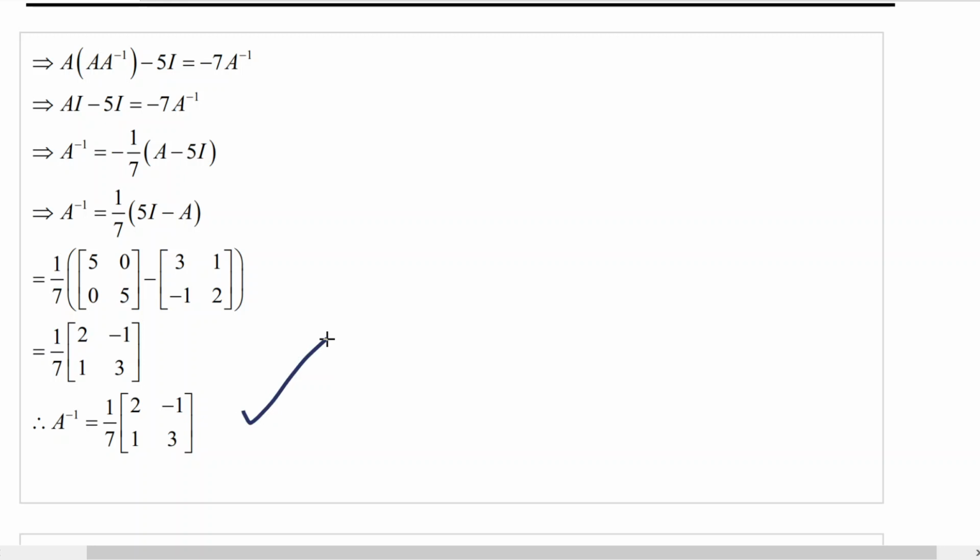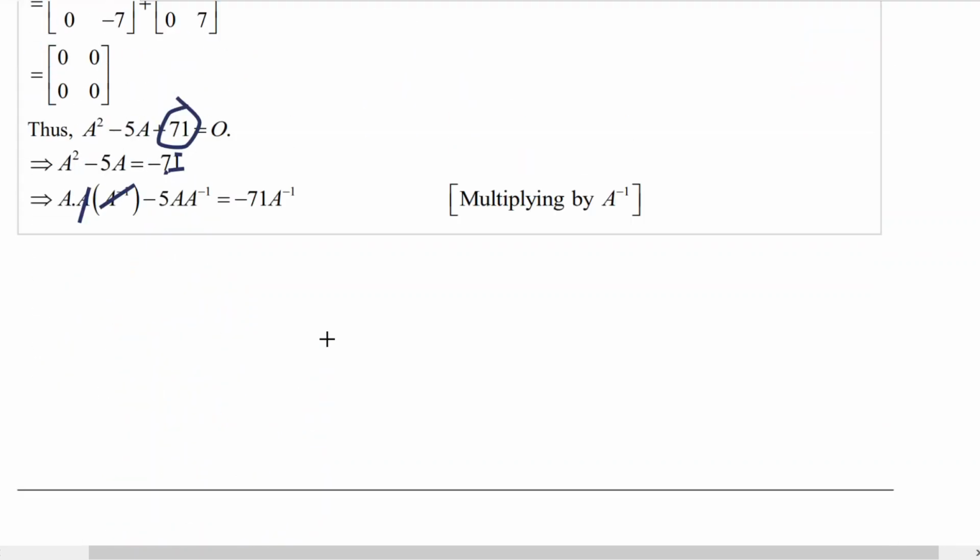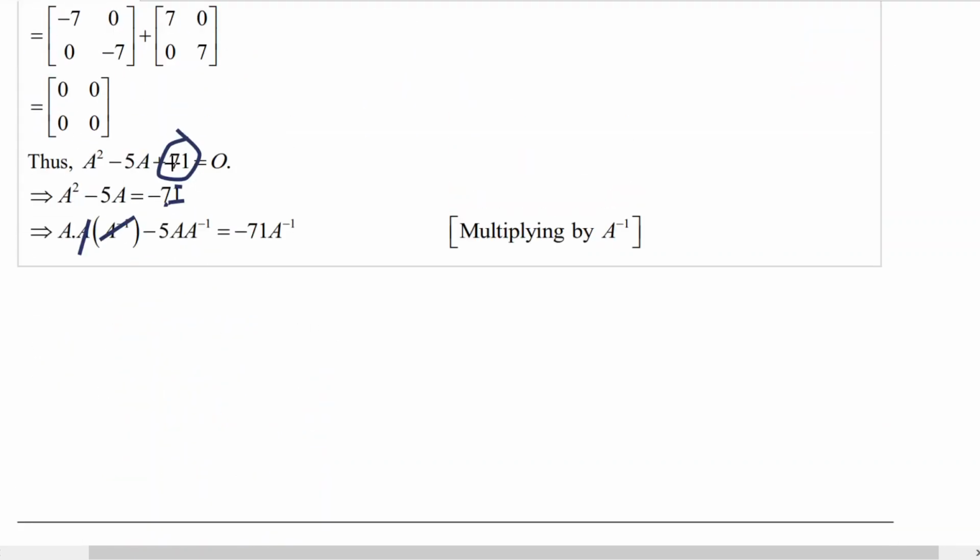I hope everything is clear. The important part is this only. You always take the I term towards the RHS, then multiply by A inverse. A into A inverse is I, I into A is A, and I into A inverse is A inverse. I behaves like 1. Simple, right? So 1 into 5 is 5. 1 into 10 is 10. Similarly, I into any matrix is the same. So I into A will be A. I into A inverse will be A inverse.